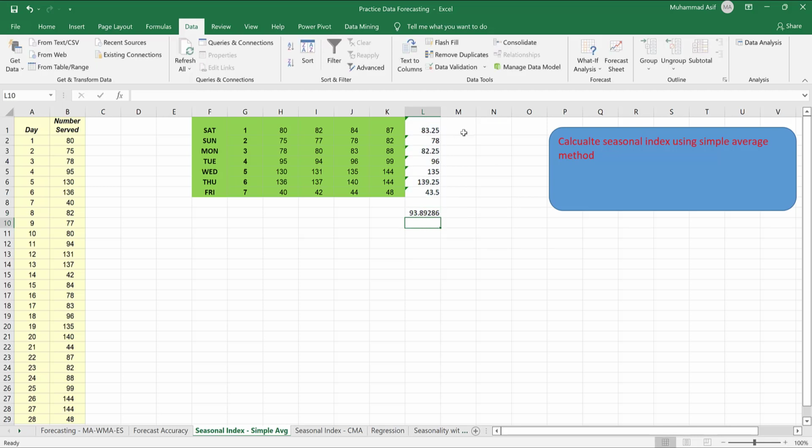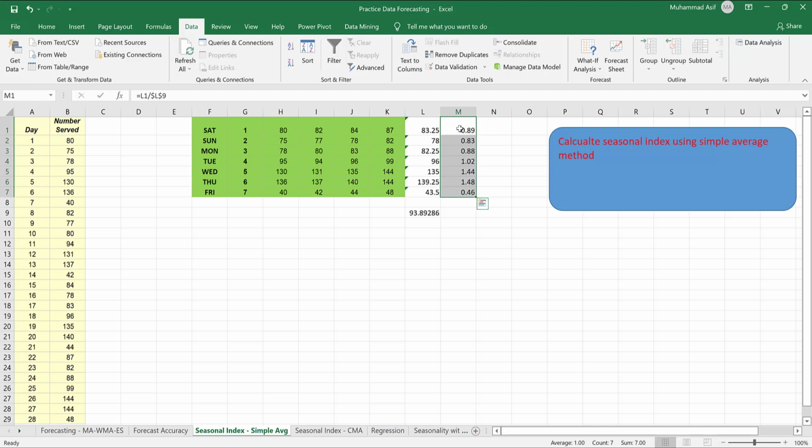In the next step, we divide the average of each season by the overall average, which is equal to this one divided by this one in absolute value, and then I can drag it, so we get this one. And that's called the simple average method.